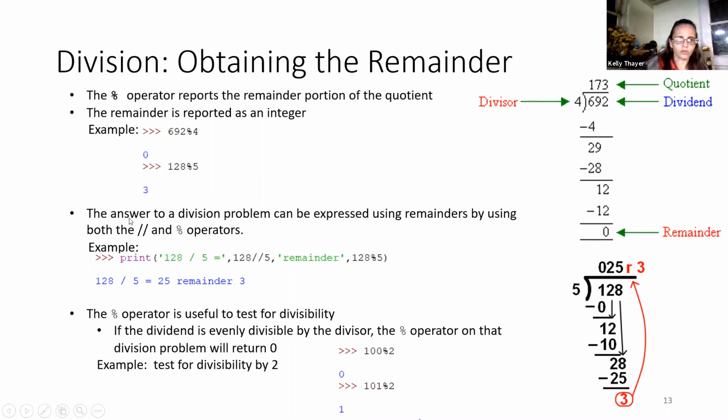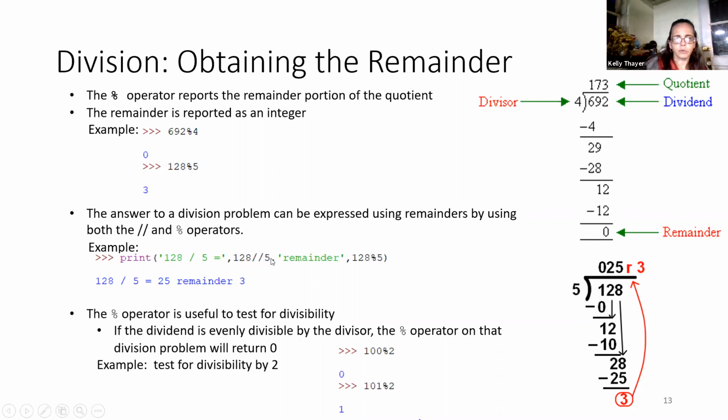Then in order to do the complete answer to a division problem, we can use the two operators. This is a print statement, which we'll learn more about coming up, but you should be able to follow basically what's going on here. So we have 128 divided by 5. Then you're going to actually compute. So this is explicitly typing 128 divided by 5 and is displaying this part.